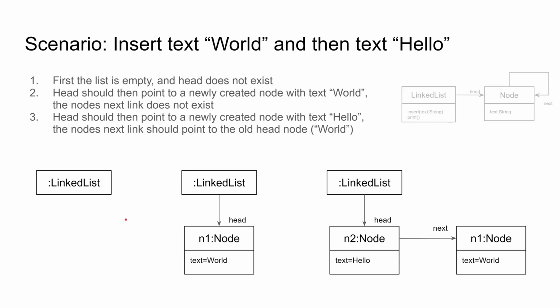So we have three different object diagrams that show how the instances of the class diagram look in three different situations. First, we have the empty list. Then we have the list with one node in it, so the head points to one object. And then thirdly, we have a list with two nodes in it. And the new node becomes the head and points to the old head node.